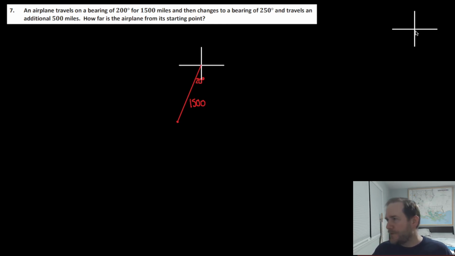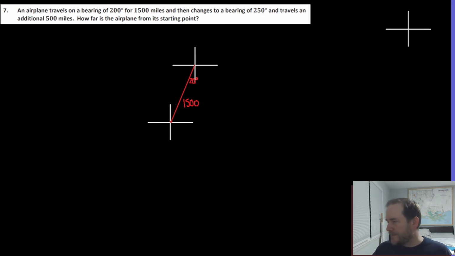All right, so what happens now? Now we do it all again. The plane has to change directions, which means you want to reestablish what north, south, east, west looks like, and draw the next little leg of the trip in neon green. All right, and it's 250.